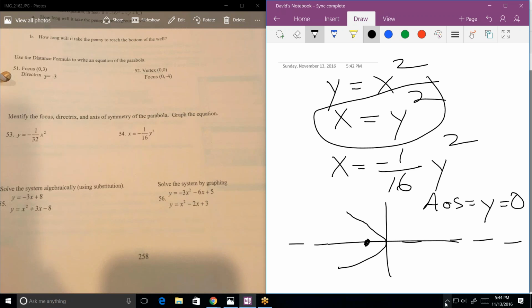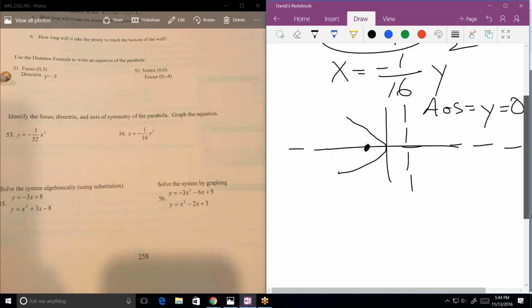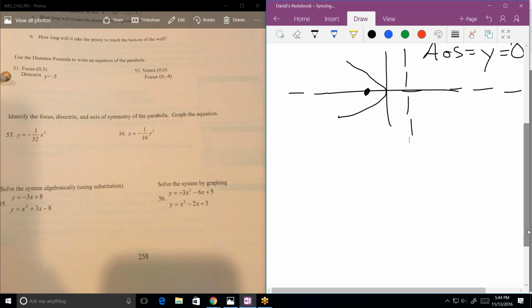Okay, so now we have to find the focus, and we need to find the directrix, which is now a vertical line. Okay. Well, what do we know about this? We know A is minus 1/16. Okay, so if A is minus 1/16, what's the equation that relates A and P?